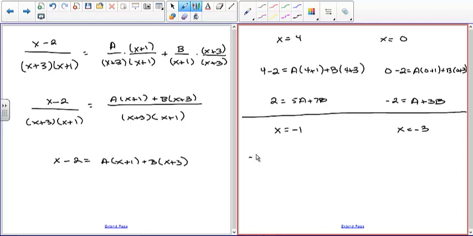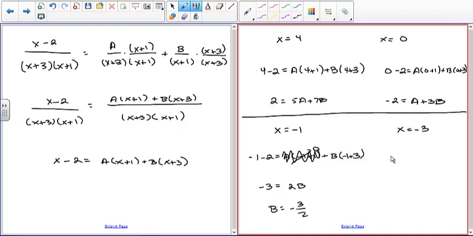So you have, for x equals negative 1, negative 1 minus 2 is equal to a times negative 1 plus 1 plus b times negative 1 plus 3. And what happens is this goes to 0, and so this term disappears completely. So you end up with negative 3 is equal to, here we have negative 1 plus 3, so it's 2, 2b. b is equal to negative 3/2.